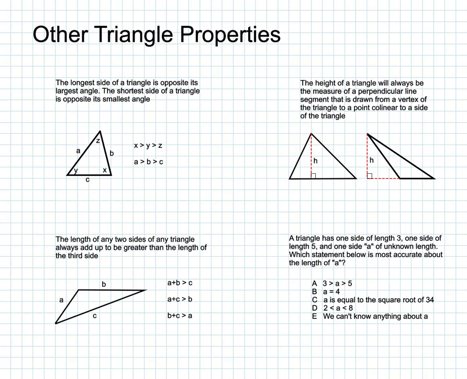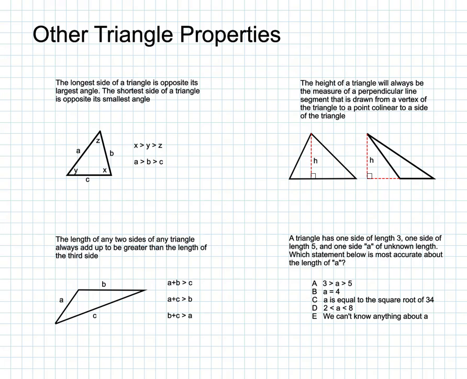A triangle has one side of length 3, one side of length 5, and one side A of unknown length. Which statement below is most accurate about the length of A? 3 is greater than A is greater than 5. Well, that tells us that A has to be between the two given lengths. This is certainly possible, but I don't know if it's the most accurate statement.